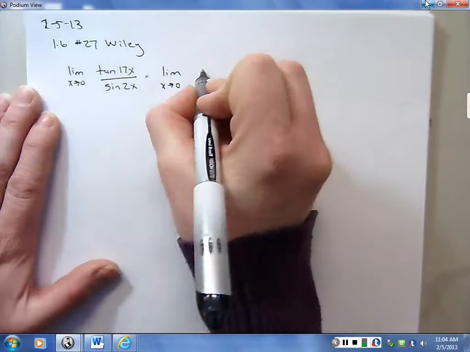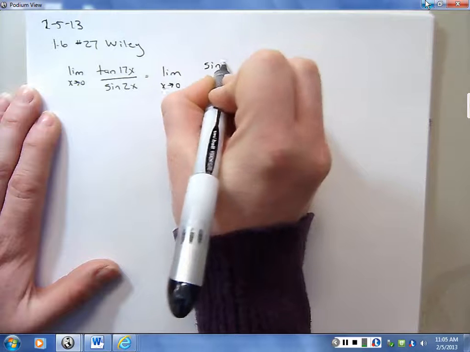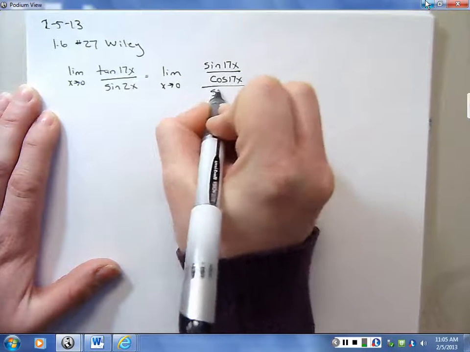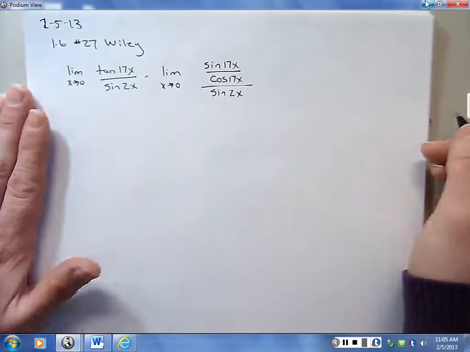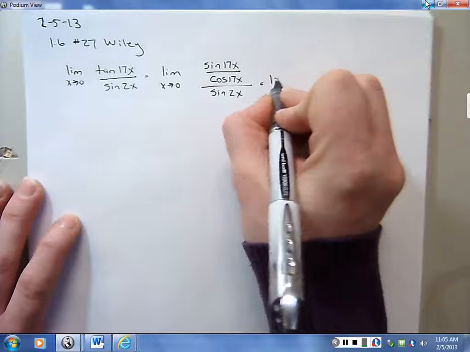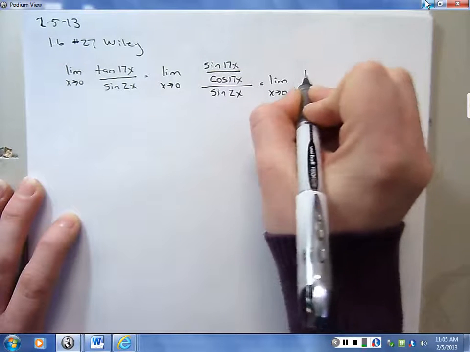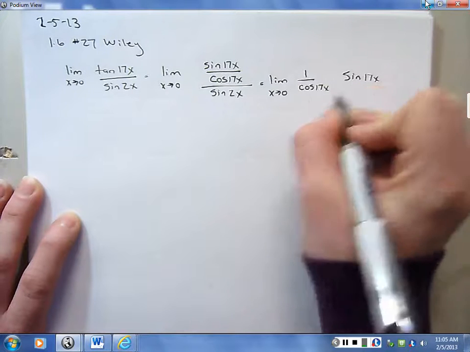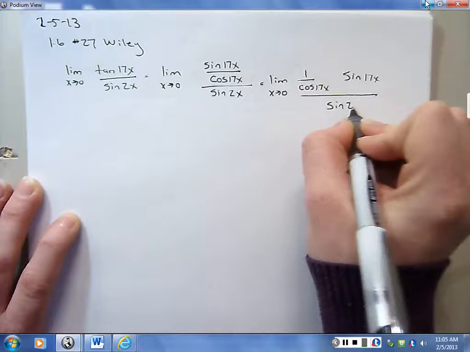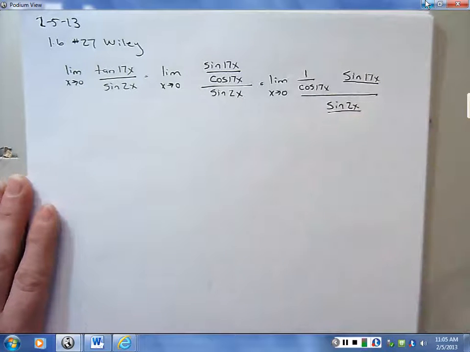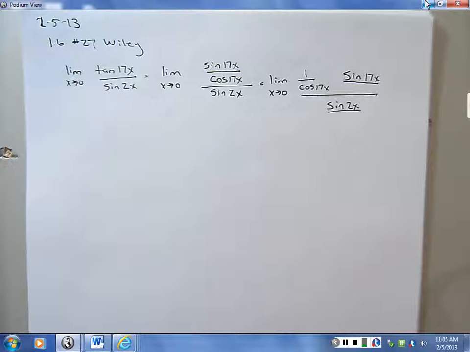Very good. So I can write this as sine of 17x over cosine of 17x divided by sine of 2x. So what would I need to do, and maybe if I write it as the limit as x goes to 0 of 1 over cosine of 17x, sine of 17x divided by sine of 2x. What would I need to do to this sine of 17x to get it into something I know how to evaluate?